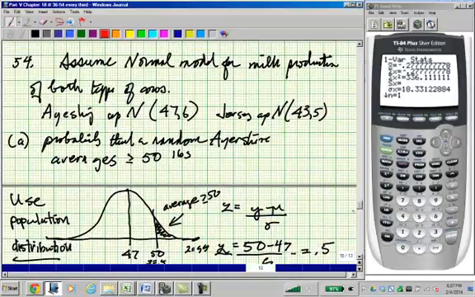Now, 54. All right. Assume a normal model for milk production for both types of cows.